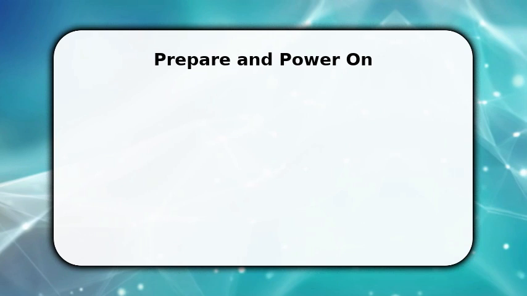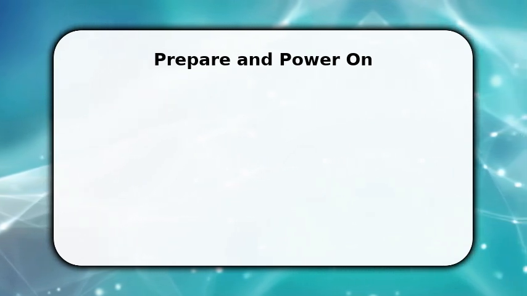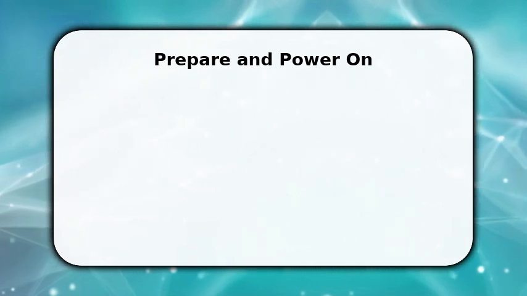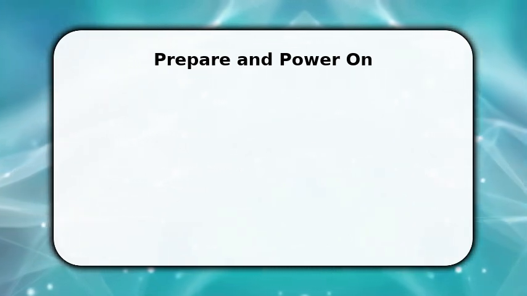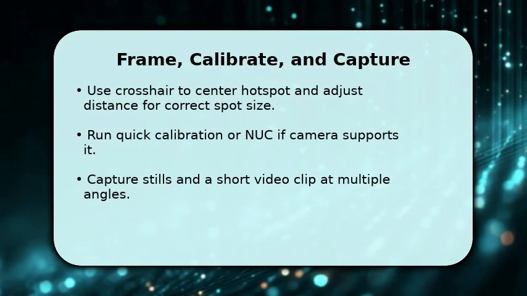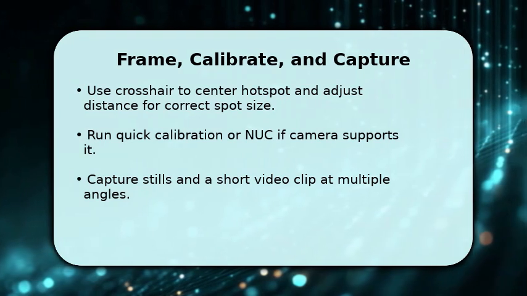Then, enable emissivity and reflected temperature presets for the target material so the camera interprets radiance properly. Once done, position the camera perpendicular to surfaces for most accurate readings. Now you frame the scene and adjust settings before recording.